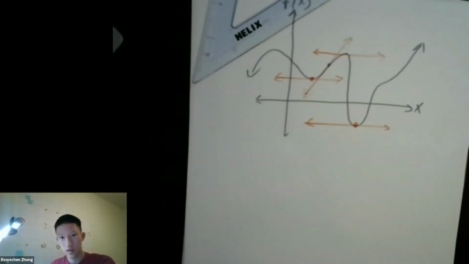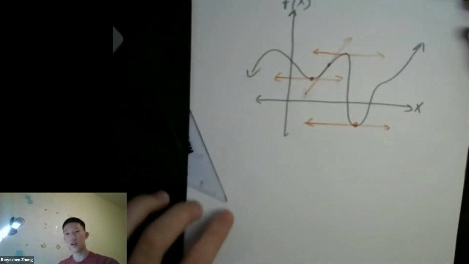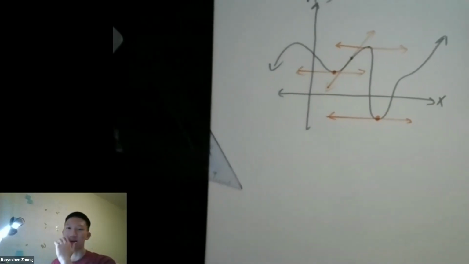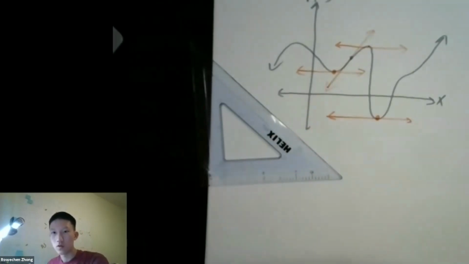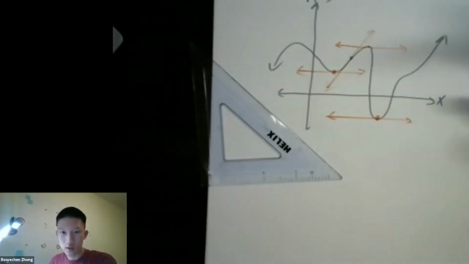So, everybody with me so far? It's okay if you're lost already. Well, it might be a little difficult for you to follow if you're lost already. But two important points so far. What is the derivative?